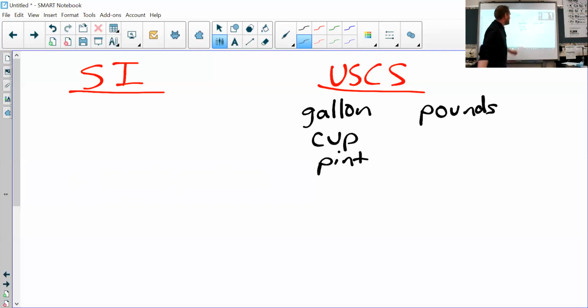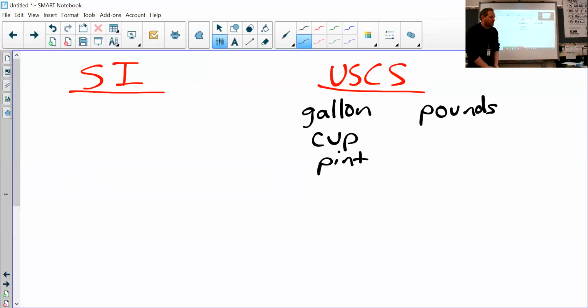There is actually a USCS unit for mass. It's blanking me right now. Probably should have looked that up before I started the video, but it's used so rarely, it doesn't even warrant being listed here. Of course, we're going to talk about the SI unit for mass because that's used all the time in the metric system.